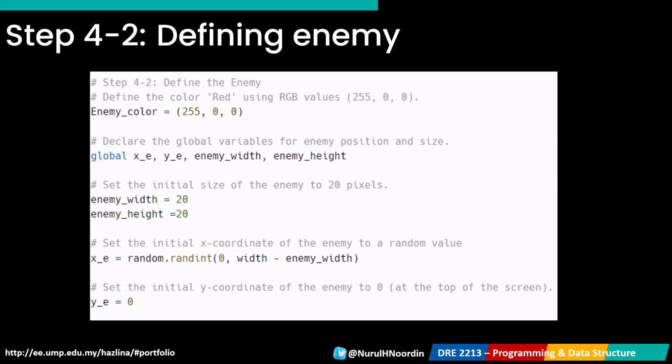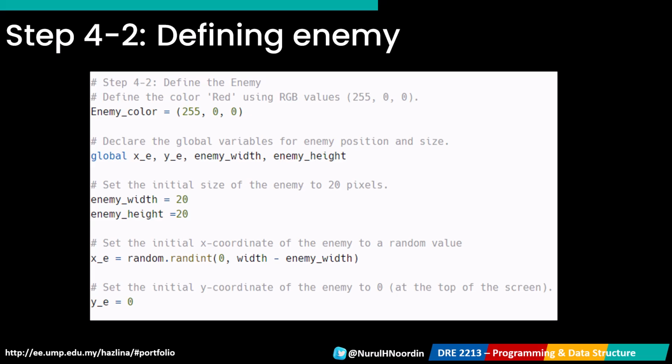These variables x_e, y_e, enemy_width, and enemy_height will be used throughout the code to control the enemy. We set the initial size of the enemy to 20 pixels, both width and height. This determines the character's dimension.